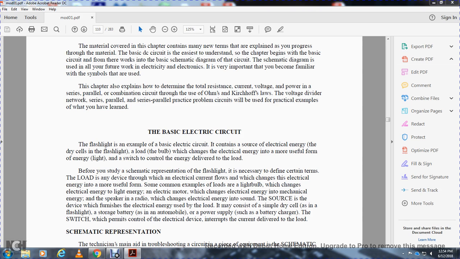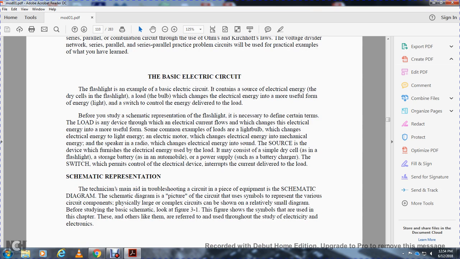It may consist of a simple dry cell as in the flashlight, a storage battery as in an automobile, or a power supply such as a battery charger. The switch permits the control of the electrical device to interrupt the current delivered to the load.